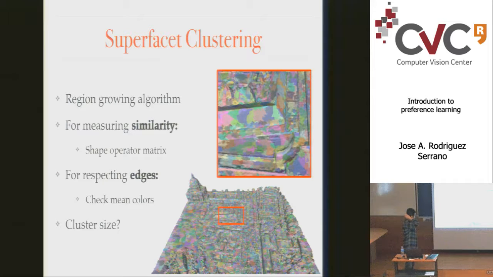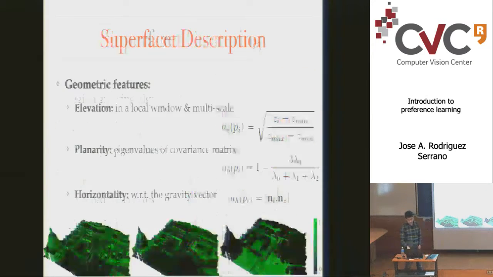In the first step, we have this superfacet clustering, and we are using geometric information like the shape operator matrix. We also respect the edges by checking the mean color information, so we stop the region growing once the mean color changes abruptly. So we take photometric information into account, and also the cluster size, everything can be managed by the user.